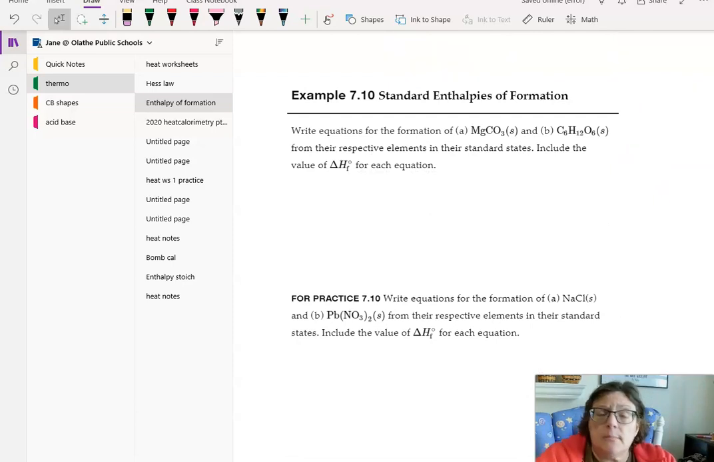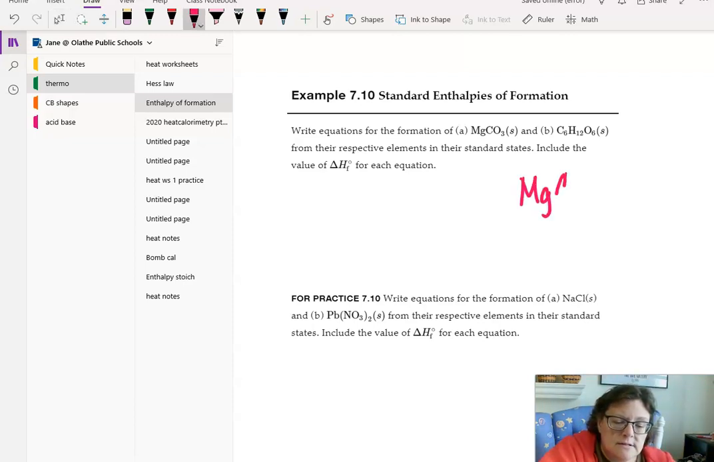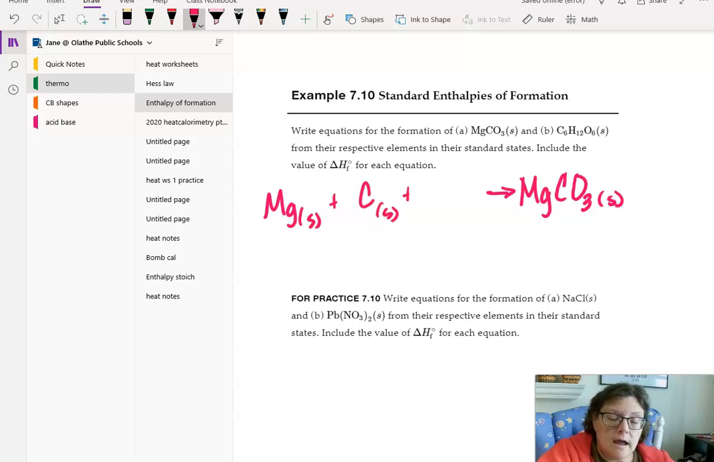So first, we're going to talk about standard enthalpies of formation. What we're talking about is the energy involved in order to take all the particles apart and put them back together and make 1 mole of the compound. So if we start with MgCO3, what makes up that compound? Well, magnesium does, and carbon does, and oxygen does. Okay? Those are the pieces that make up magnesium carbonate. Now, we have to balance that.